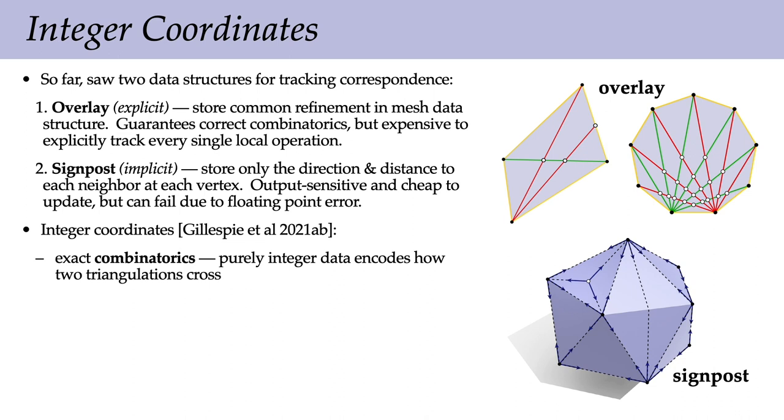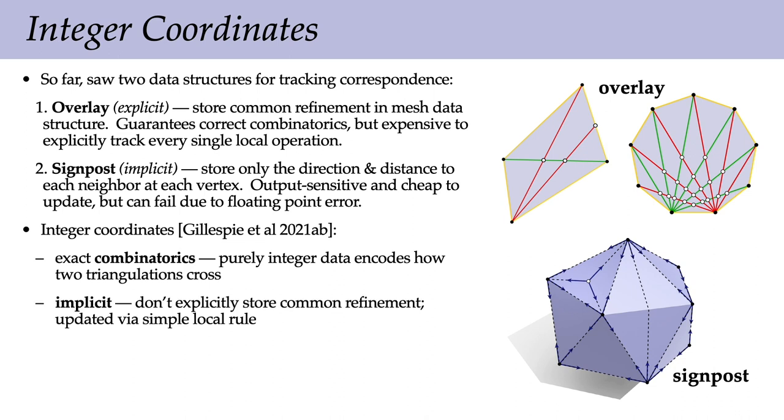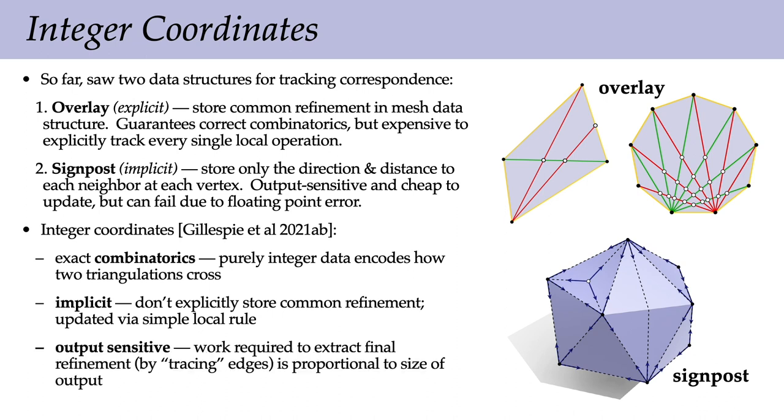On the one hand, we're going to have the exact connectivity because we're only working with integer data. On the other hand, the encoding is still implicit. We're not storing every point where every edge crosses every other edge, but just a minimal amount of information. Another way of saying that is that the representation is output sensitive. The work required to extract the final refinement is proportional just to the size of whatever we're extracting.